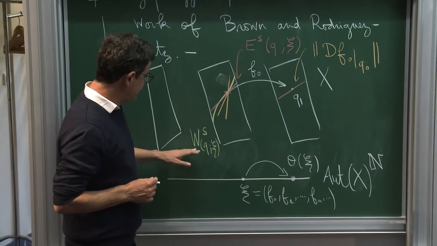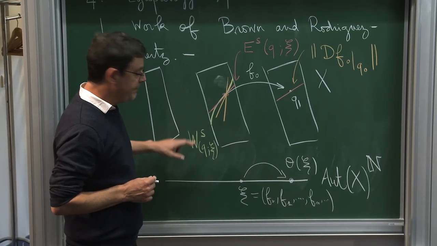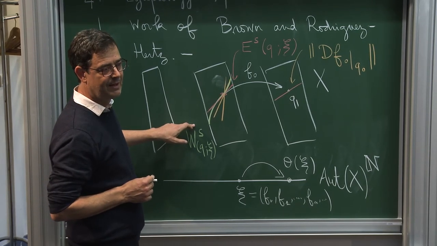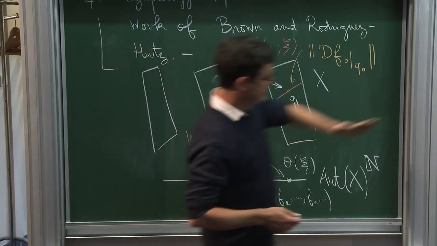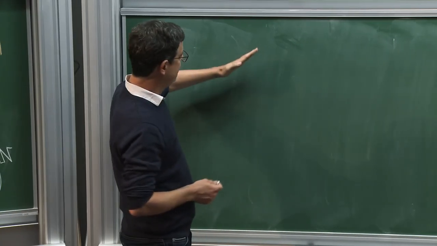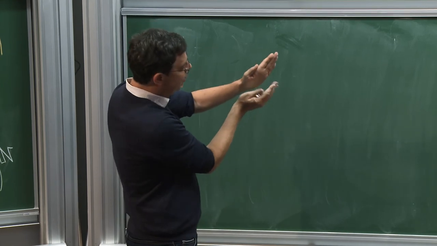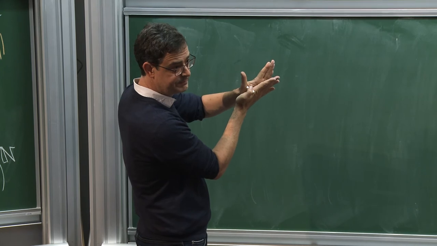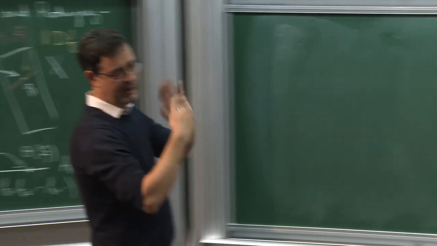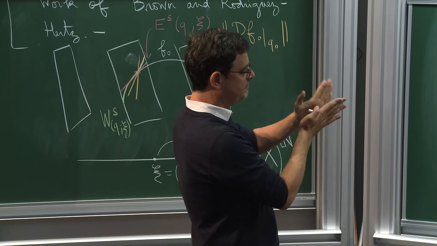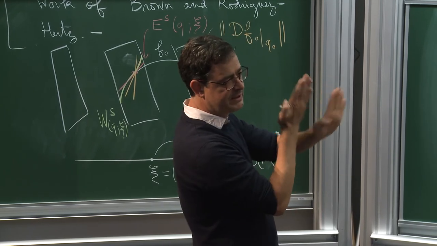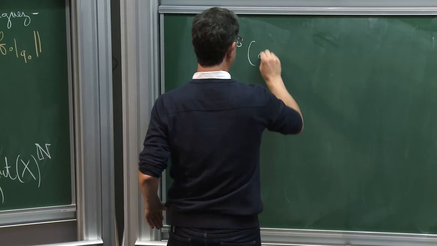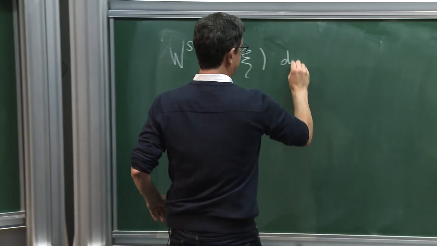So the first step is to show that the stable manifold depends on Xi. Okay. So what may happen is that the stable manifold depends on the random sequence Xi, but they all have the same direction. They are tangent one to the other. Okay. So I won't explain how you can rule out this tangency property. So I just want to show that W^s_{q,Xi} does depend on Xi.